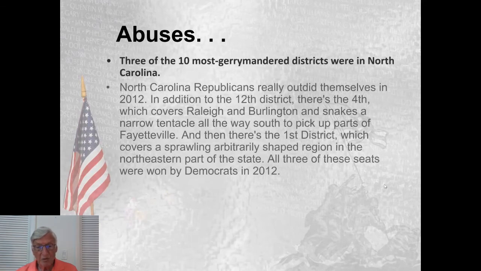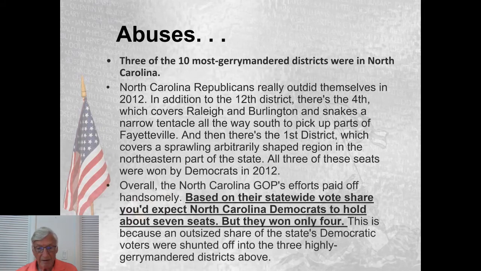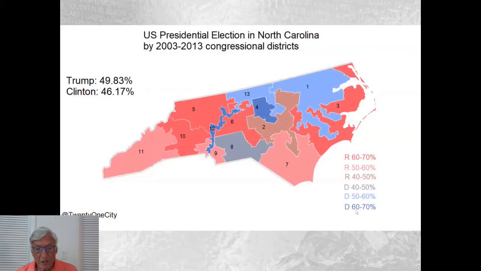Three of the 10 most gerrymandered districts were in North Carolina. In addition to the 12th, they were the 4th and the 1st districts. And interestingly, all of these 3 seats were won by Democrats in 2012. Based on their statewide vote share, you'd expect North Carolina Democrats to hold about 7 seats, but they won only 4. This is because an outsized share of the state's Democratic voters were shunted off into the 3 highly gerrymandered districts up above. So here's what it looks like.